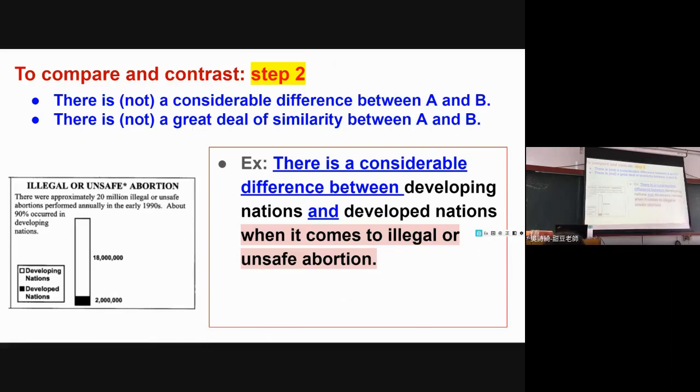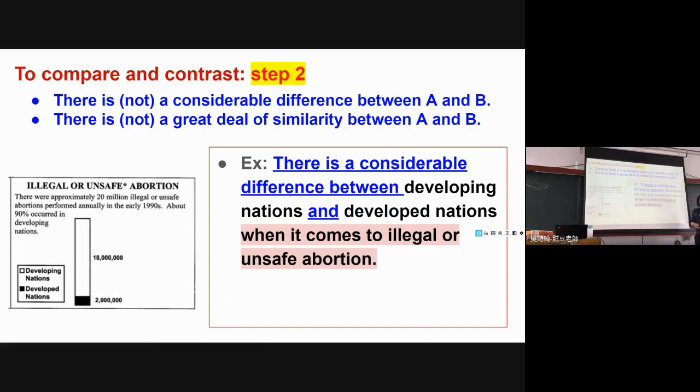Considerable differences between nations when it comes to legal or unsafe abortion. So if you want to talk about this, there's a big difference between this country and that country, that is between A and B. But in which aspect? You can put the aspect at the end of the sentence, to emphasize what you are talking about. So the opening of the sentence and the compare and contrast is an easy way for you to illustrate what you want to say.